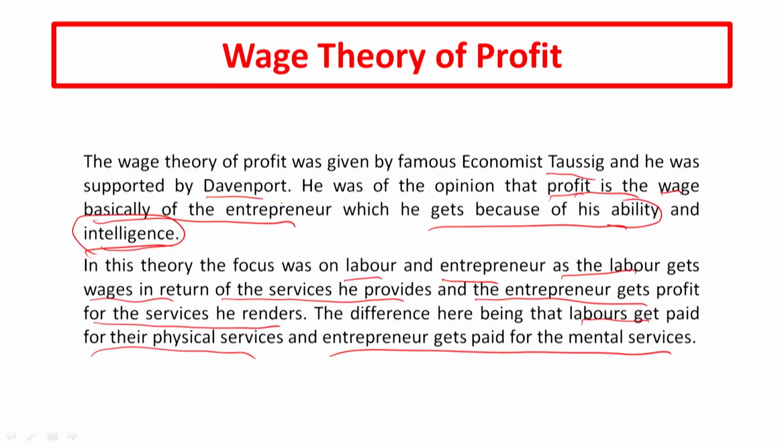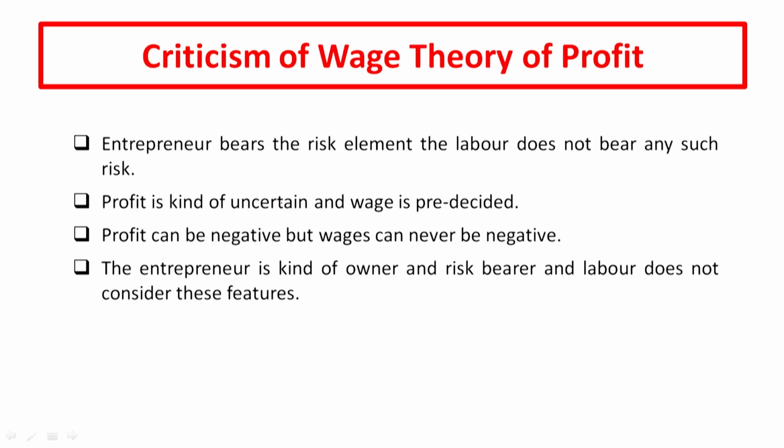Now in this theory of wage, which was given by Taussig, he was focusing on the wage and profit. He was establishing a relationship between wage and profit. And he was of the opinion that as the wage is being provided to laborers, in the same way the entrepreneur gets wage for the services he renders to the respective firm. The difference he mentioned here was that labor gets paid for the physical services and the entrepreneur here gets paid for the mental services or the skills he has. Now we'll be talking of the criticisms of wage theory of profit.